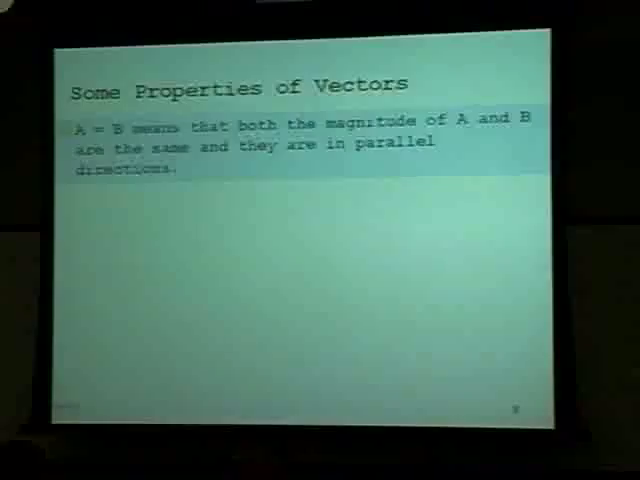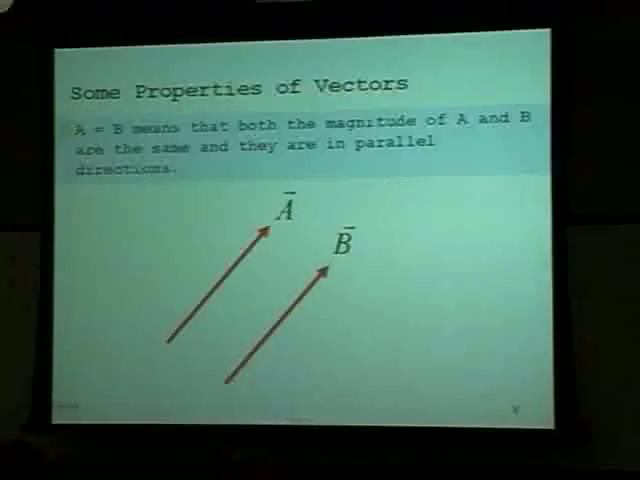Here's some properties of vectors. If I say vector A equals vector B, that means they have the same magnitude and the same direction. So the definition, they have the same length and the same angle from the positive x direction. They may or may not be on top of each other. They don't have to be. So in this case, A equals B. They're parallel with the same length. And I can say that they have the same magnitude and direction.